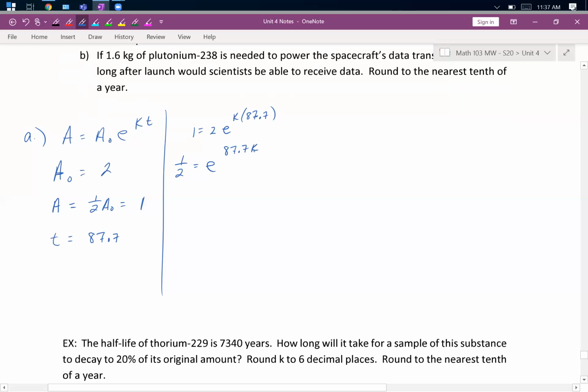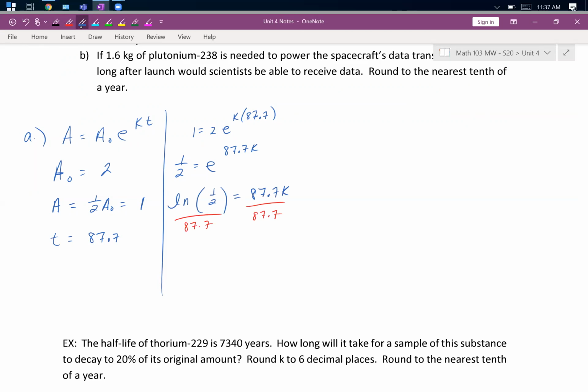One-to-one property is not going to apply since our exponential base is e, so we're going to have to rewrite it in logarithmic form. Our logarithmic rewrite, since this is exponential base e, we're going to be using log base e, so that's natural log of 1/2 is going to be equal to 87.7k. And then we just divide to find our k value.